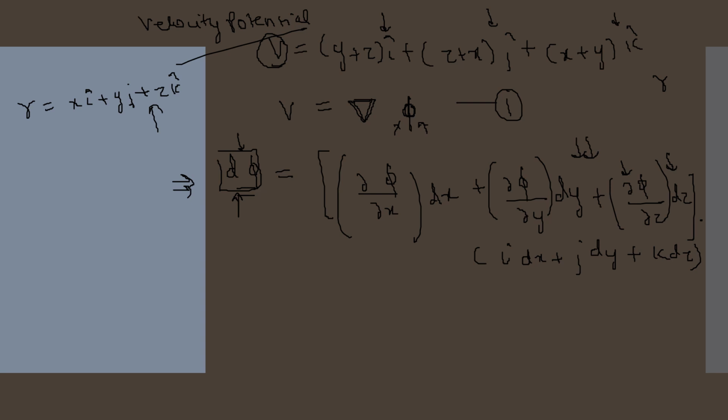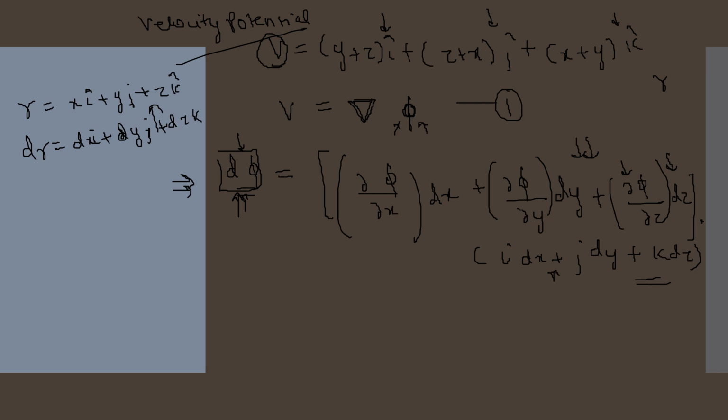Now differentiation of any function, can I find this using the dot product of two vectors, right? That means gradient, the total differentiation with respect to the position vector. Okay, because this is dr. dr is dx i, dy j and dz k, right? This is dr.